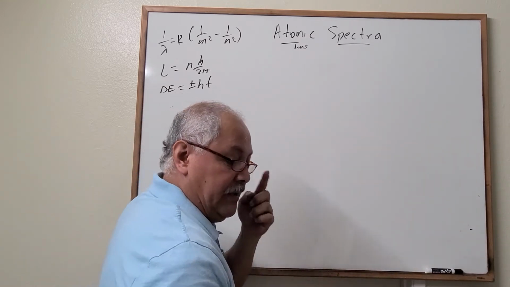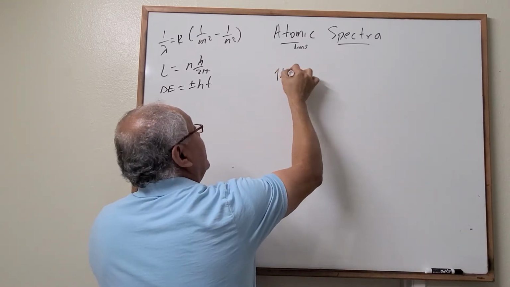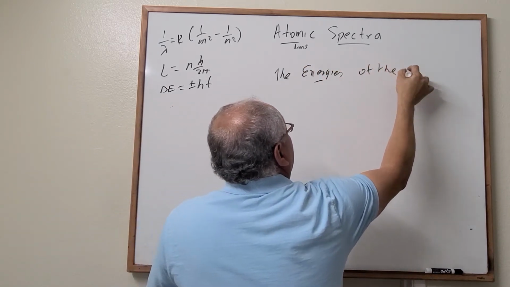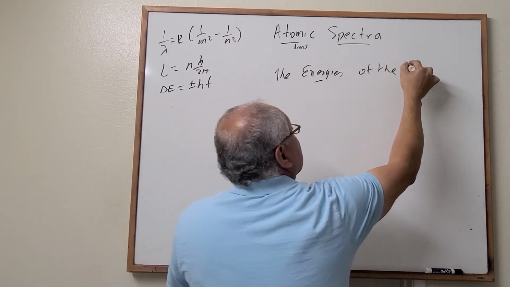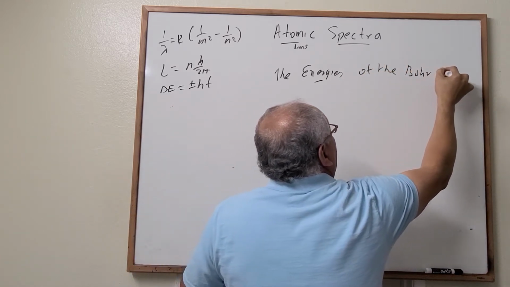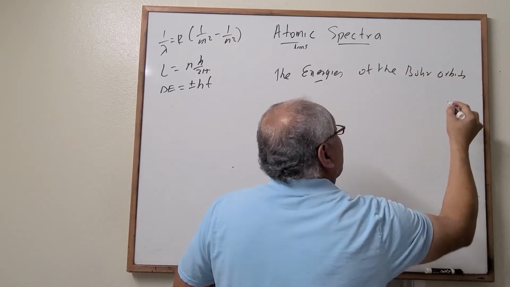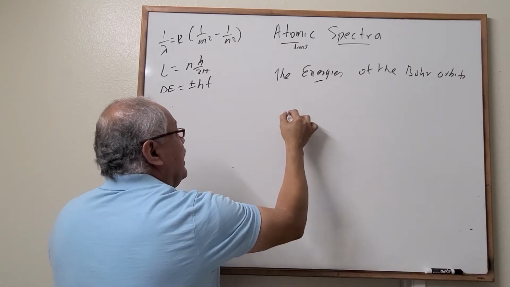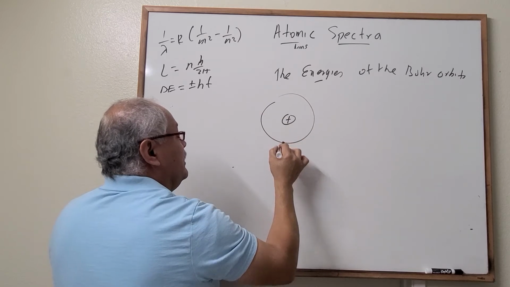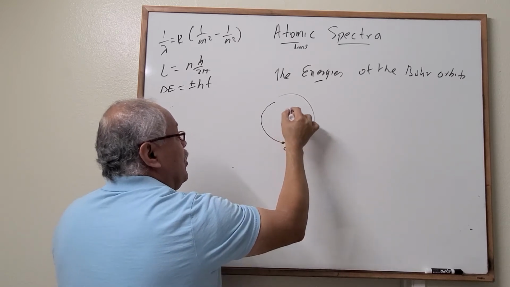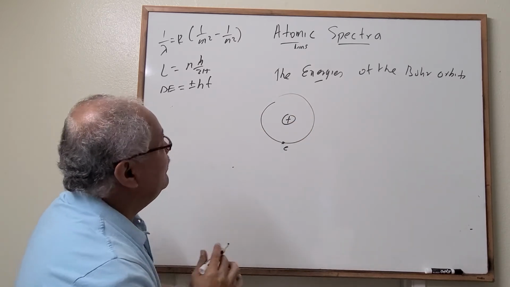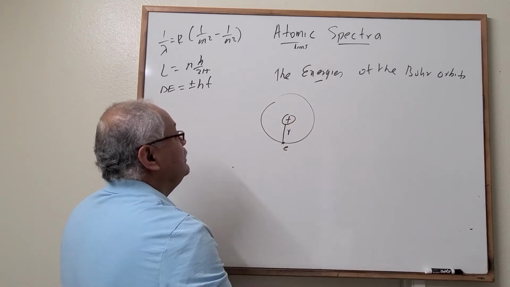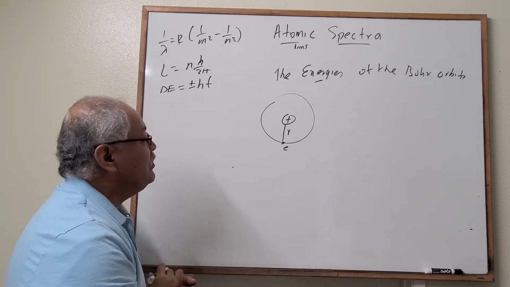The energies of the Bohr orbits, right? Okay, let's do it. So what do we have? Well, we have a hydrogen atom. We have only one electron and one proton. Correct? Perfect. And there is a distance R between these two charged particles.